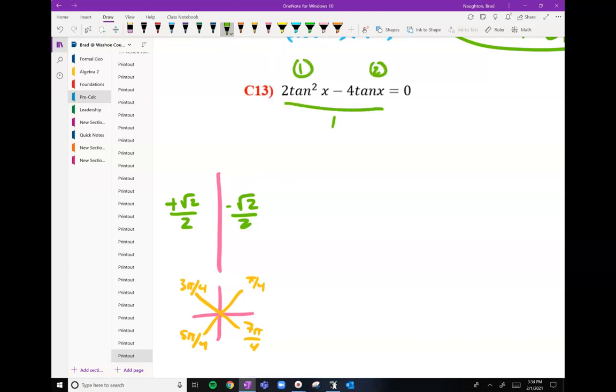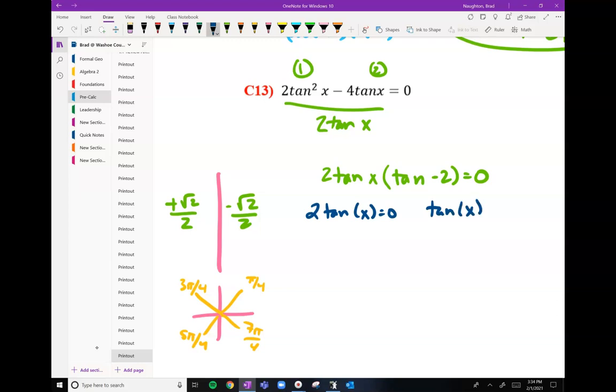So let's take out a tan x. So I'm going to get tan x. And then I should also take out a 2 to be honest with you. So I'm going to put that in front. So then we go ahead and have tan x minus 2. So we'll set this equal to 0. So 2 tan x is equal to 0, and tan of x minus 2 is equal to 0. So this is just going to be tan of x is 0. And we happen to know that that is 0 and pi.